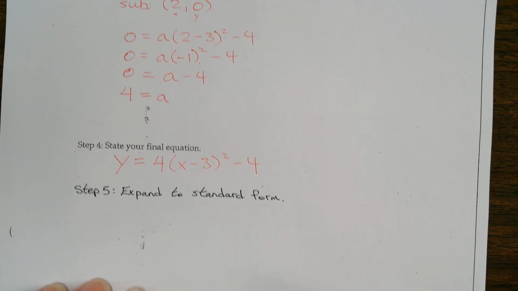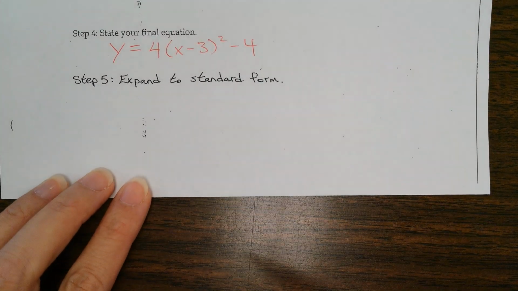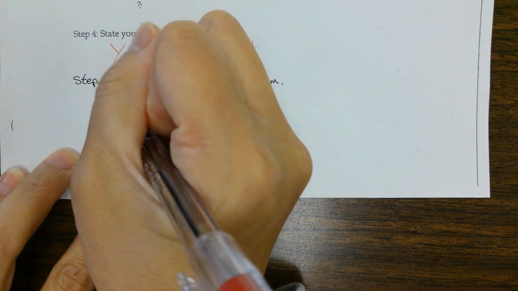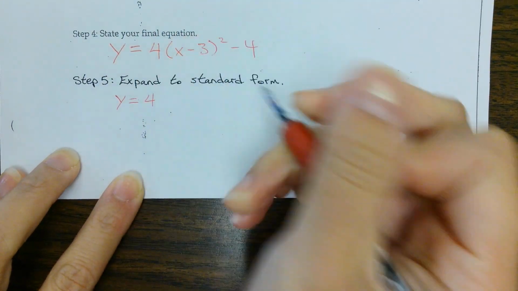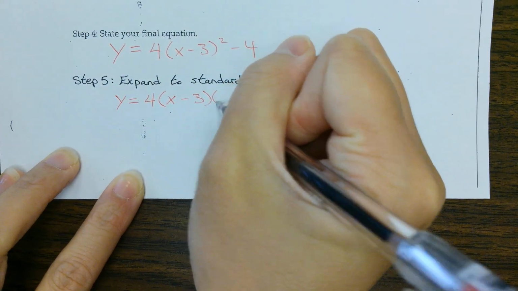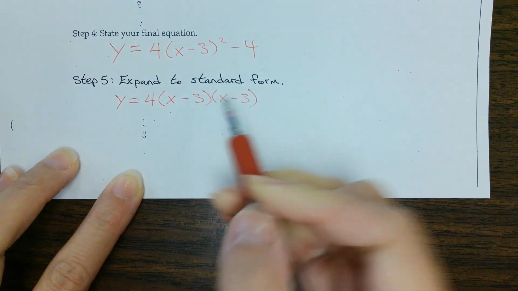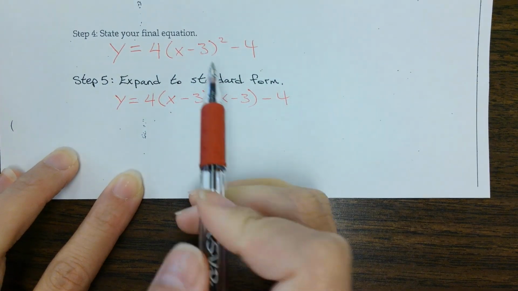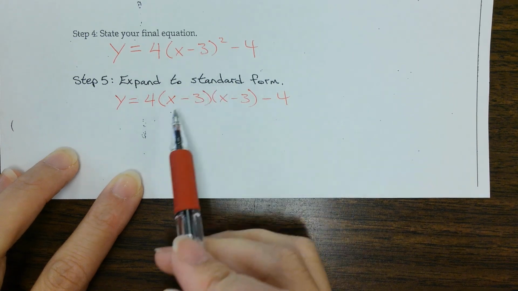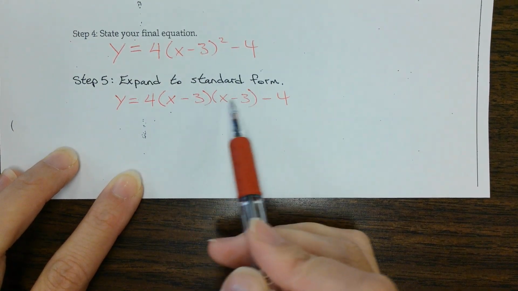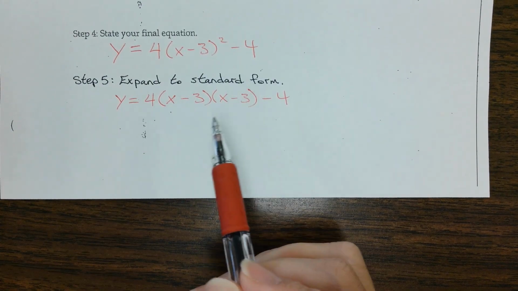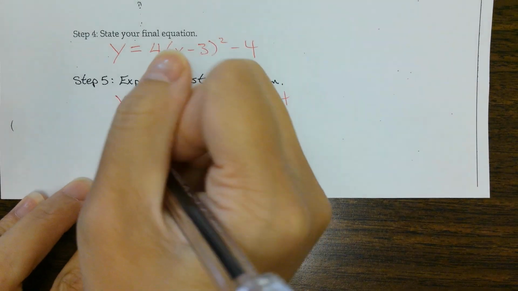Step 5, expand to standard form, which is what we did last chapter. So y equals. Remember on the test, some people still made this mistake. (x minus 3) squared is not x squared minus 9. It's x minus 3 times x minus 3. So some people made that mistake on the last test. Make sure you don't make that same mistake on this test.